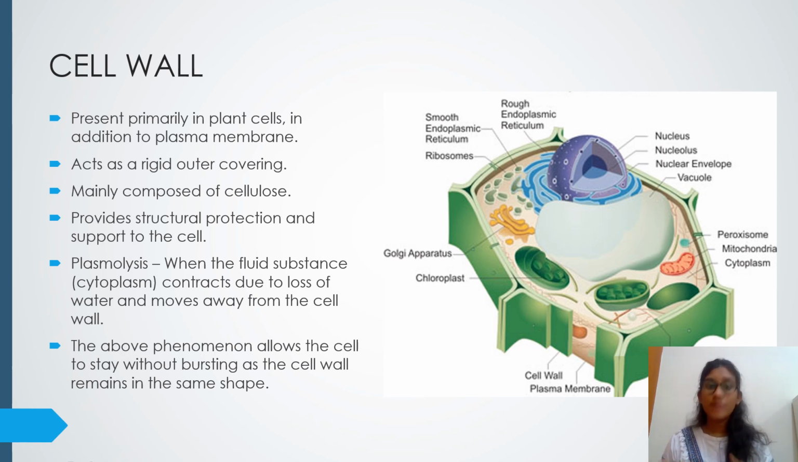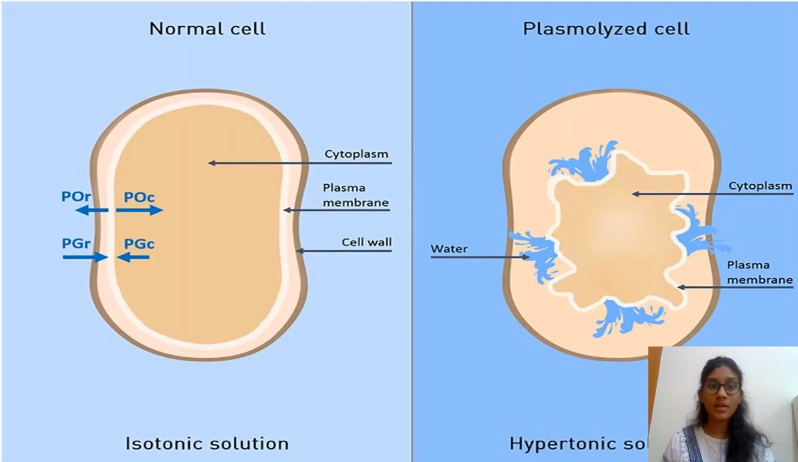Sometimes a weird phenomenon takes place in these cells. When water is lost from the cells, the cytoplasm or the contents of the cell contracts and moves away from the cell wall. But the cell wall stays in the same shape regardless of the shape of the contents of the cell, and this prevents the bursting of the cell. This phenomenon is called plasmolysis. This is the process of plasmolysis. You may now pause the video to observe the changes that happen.